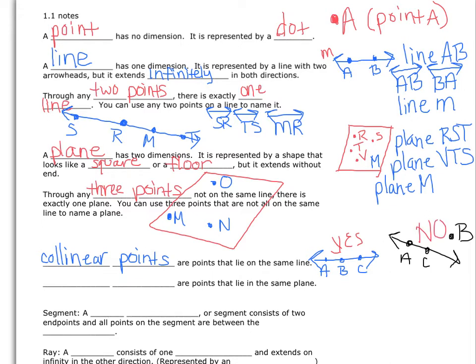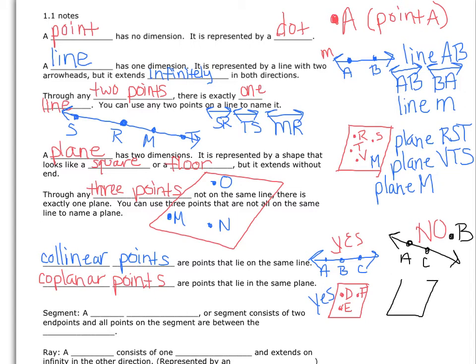So similar to collinear is also coplanar. So again, co, the prefix meaning together, planar is for plane. So coplanar points are points that lie on the same plane. So if you had a plane, and you had all of your letters here, it would say, are those points coplanar? Yes, if you came across a question like that.